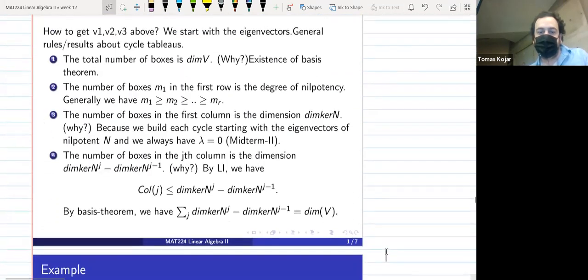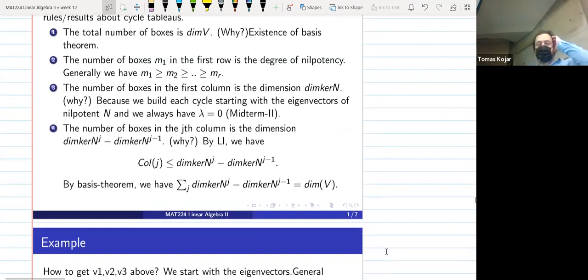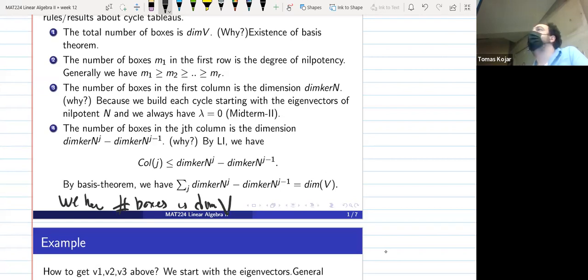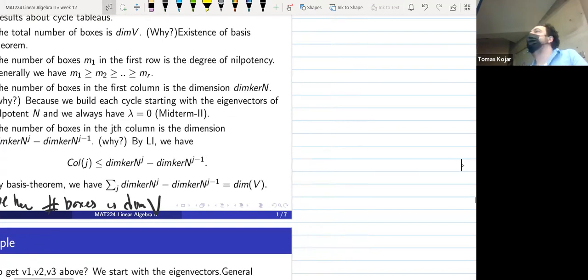Now let's get the equality. We will prove this theorem that the total number of boxes is dim V. This is a bit confusing the way I'm saying it. By the basis theorem, we have the total number of boxes is dim V. On the other hand, this is a telescoping sum. Let me write it down. It's a very dirty trick. So this is the number of boxes.